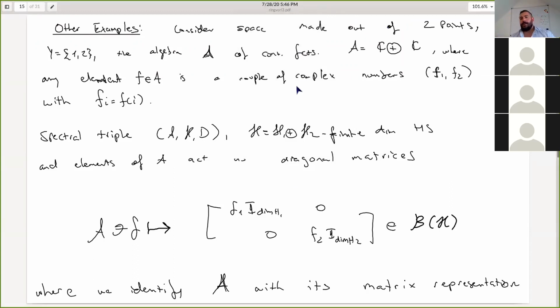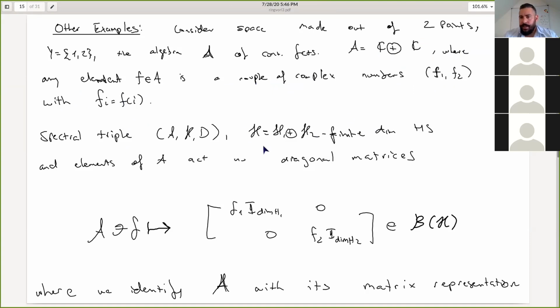The space is made out of two points, the two-point space. So you have two points, 1 and 2. Now we want to define a spectral triple over this two-point space. The algebra is taken to be the algebra of continuous functions, where A is C plus C, the direct sum, where any element f is a couple of complex numbers, f1 and f2, with fi being the value of this function at the point i.